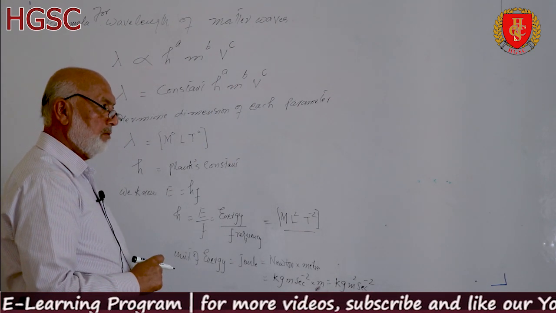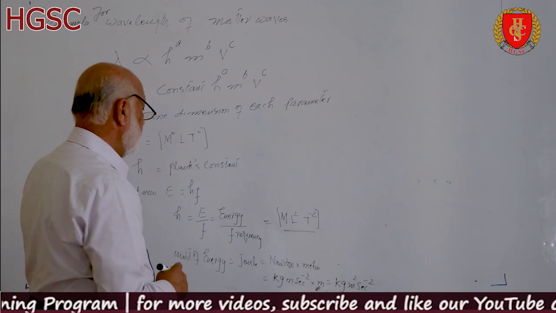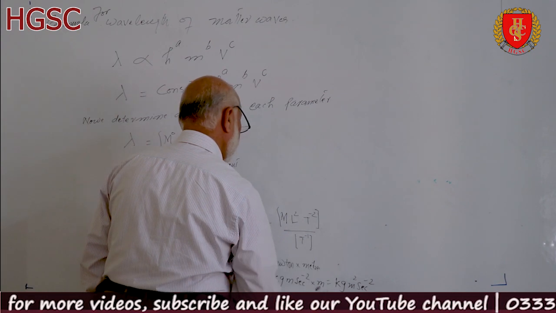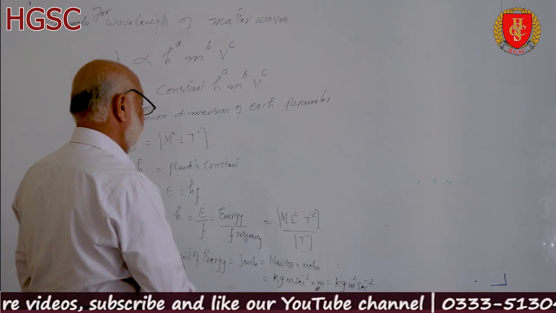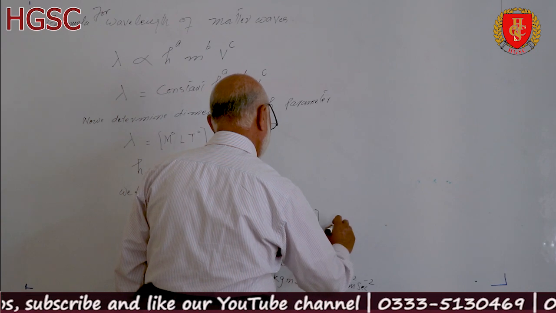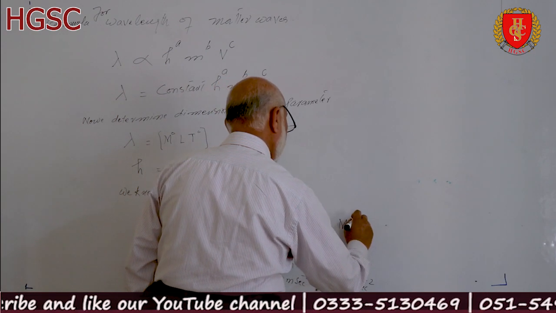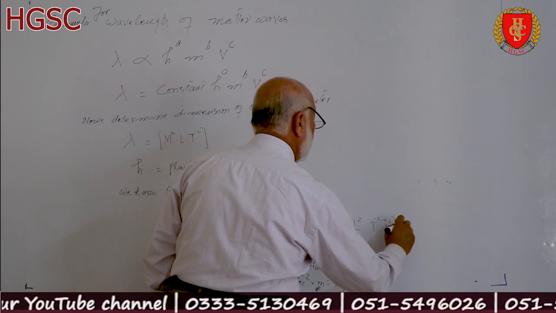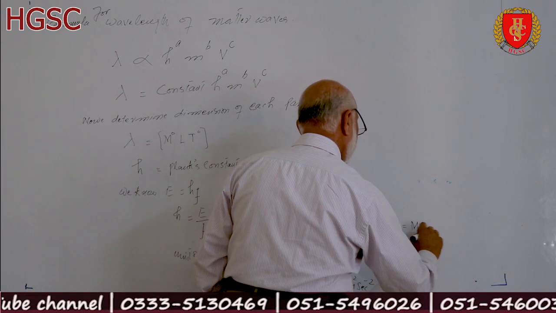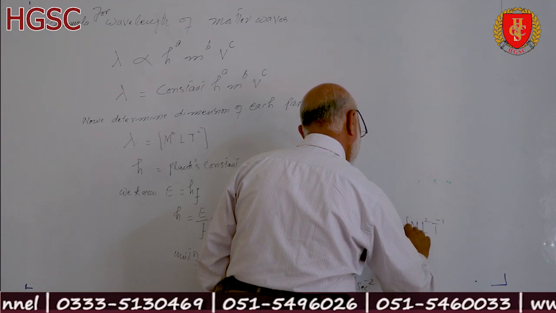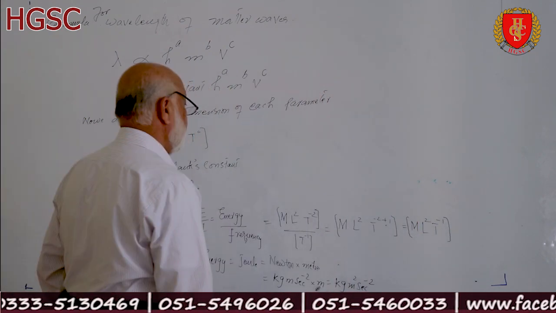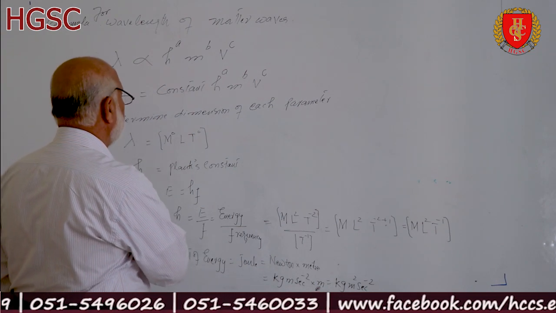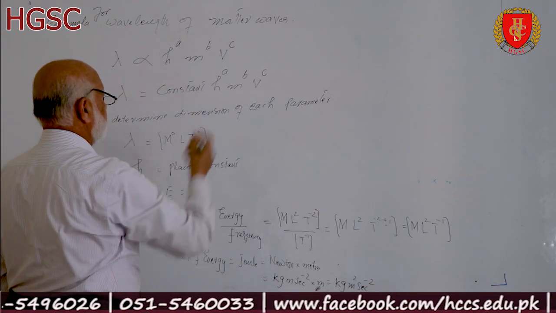Frequency has the unit of hertz, and that is the reciprocal of the time period. So this is T inverse, the dimension of the frequency. We can write M L square T minus 2 plus 1, which is equal to M L square T minus 1. This is the dimension of h, Planck's constant. And the dimension of the other parameter, mass, is simple.